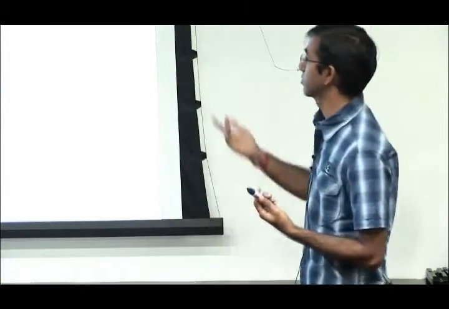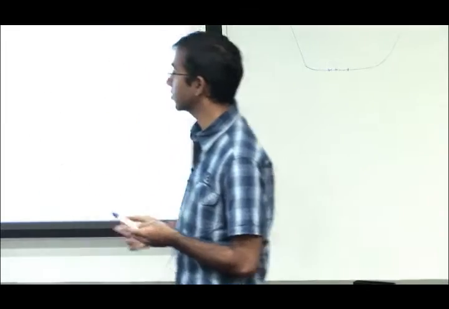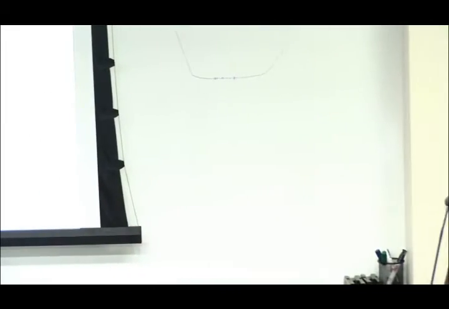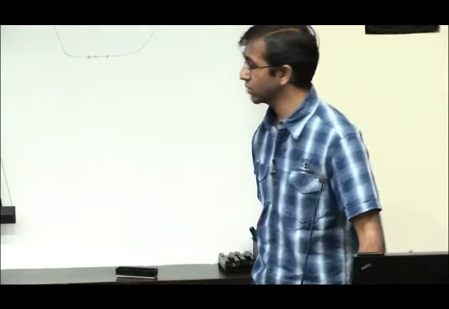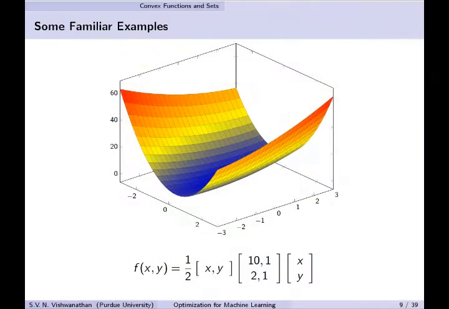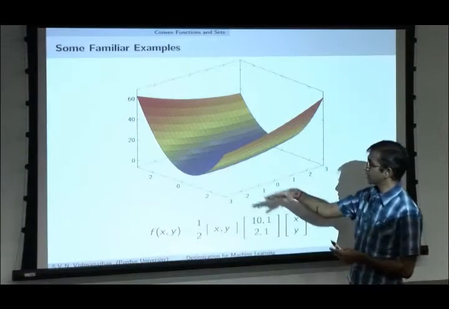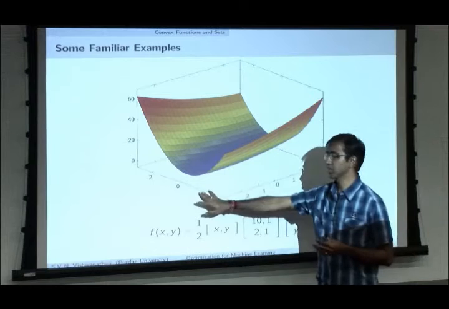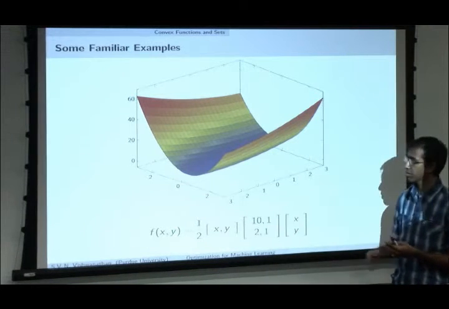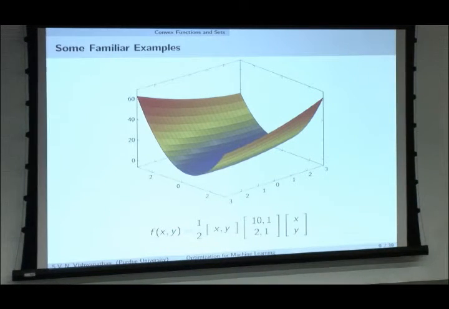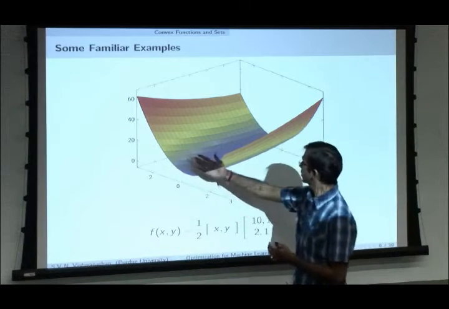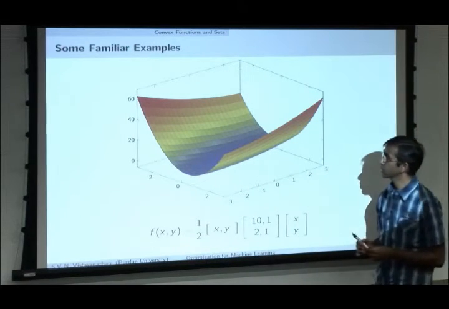One is your squared norm, half x square. This is one of the nicest convex functions around, okay? And it is also strongly convex. Another convex function is also a quadratic function, but the curvature is not the same along both the variables. The curvature can be a little bit different. There is more curvature like this, but in this direction there is not so much curvature.